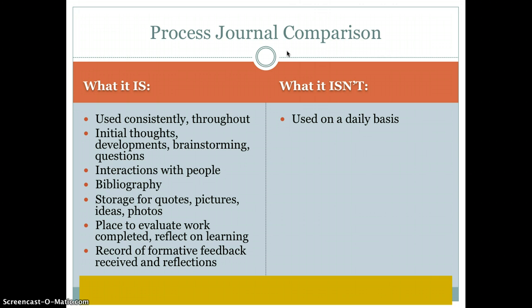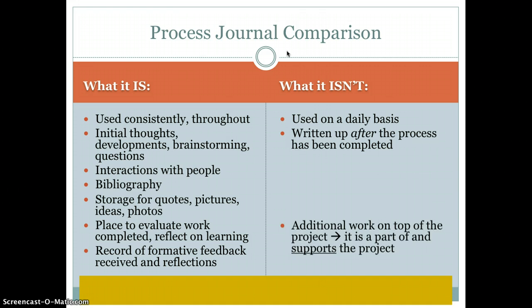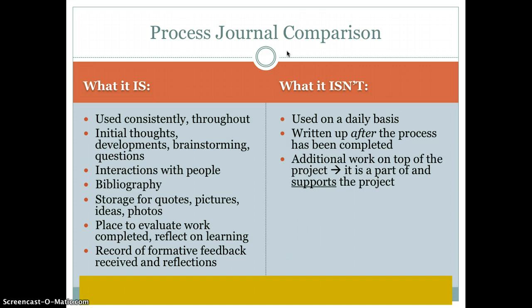You don't just simply use it all at the end, which I think this next one is about, written up after you've done the entire process of the community project. You don't write it all at the end. It's written as you've gone through it. It also shouldn't be additional work on top of the project. You don't want to think of it that way. It's part of the project itself and supports what you're doing. It's really going to be a valuable tool as you go through your community project to have the process journal to look at, go back to, and serve as a guide for yourself.